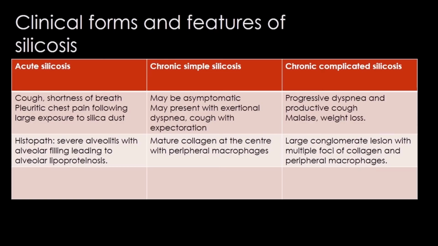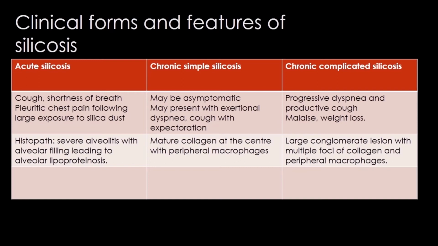Then coming to the clinical forms and features of silicosis. First of all, acute silicosis. Here the patient presents with cough, shortness of breath, and pleuritic chest pain following large exposure to silica dust. Histopathologically, there will be severe alveolitis with alveolar filling leading to alveolar lipoproteinosis.